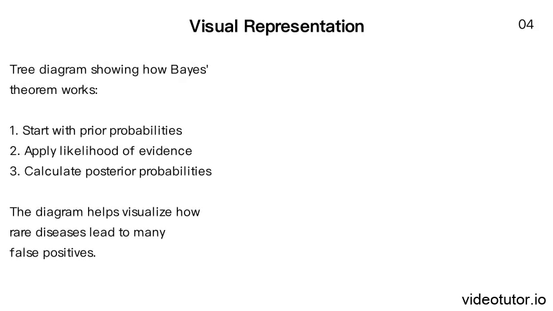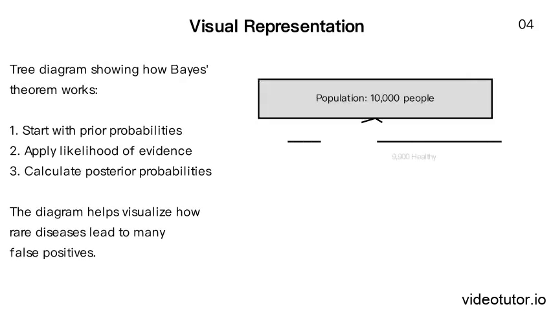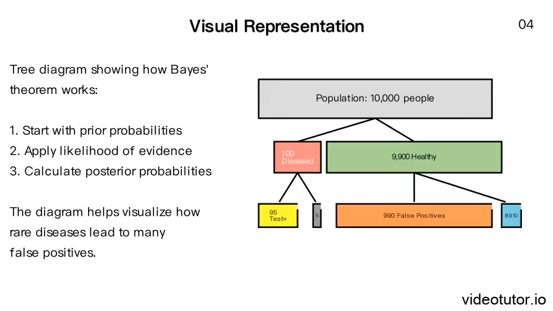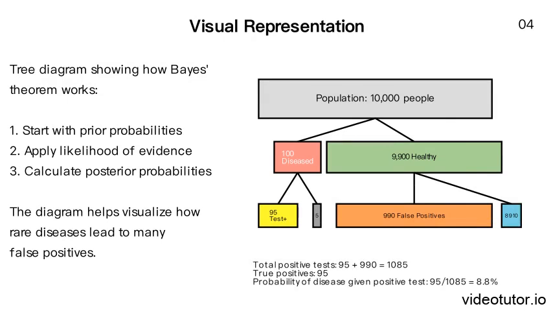This tree diagram visualizes our medical test example. Starting with 100 diseased individuals and 900 healthy ones, we apply the test accuracy rates. The test correctly identifies 95 diseased people as positive, but also incorrectly identifies 90 healthy people as positive. When someone tests positive, they're in a group of 185 people, but only 95 actually have the disease. This visual representation clearly shows why the probability is only 8.8%, despite the test's high accuracy.